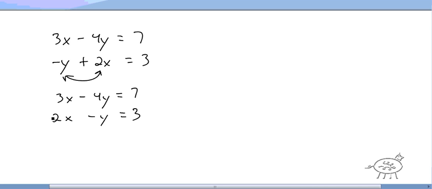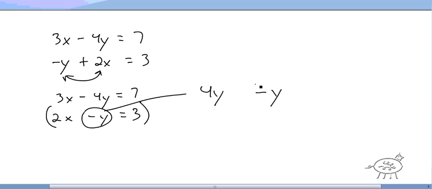The x is a bad choice because you can't multiply something by 2 to give you 3. You can, but it's a fraction, and you don't want to multiply anything by fractions. But I can get rid of the 4 or the y. I'm trying to get this to be positive 4y. What do you multiply negative y by to give you positive 4y? You multiply it by negative 4, because a negative times a negative is a positive. So that's what I'm going to multiply the whole equation by.